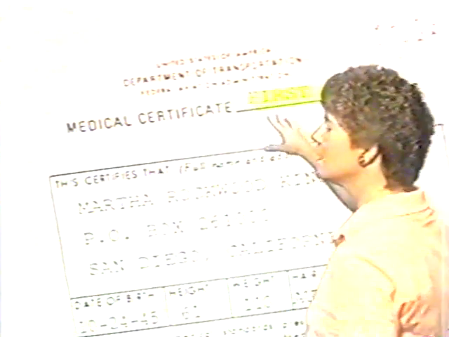Now, what class of medical certificate do you have to have? Well, there's 3 classes of medical certificate, and a private pilot can have any one of them, a first class, a second class, or a third class medical certificate. Let's talk about a first class medical certificate first of all. A first-class medical certificate is the kind of certificate that you have to have if you're going to be the captain of a scheduled airliner.